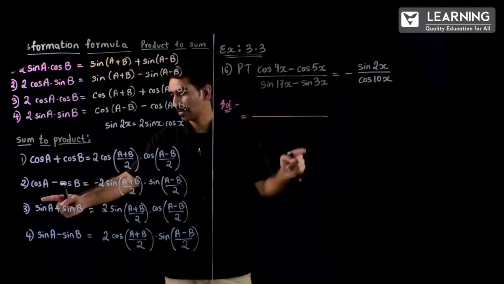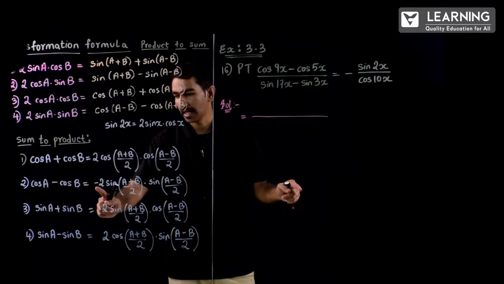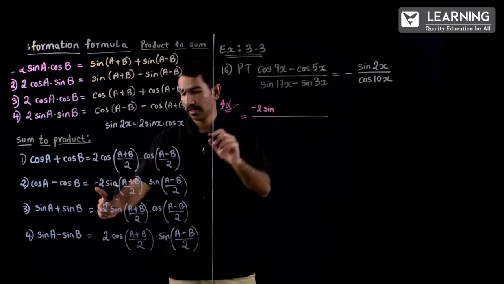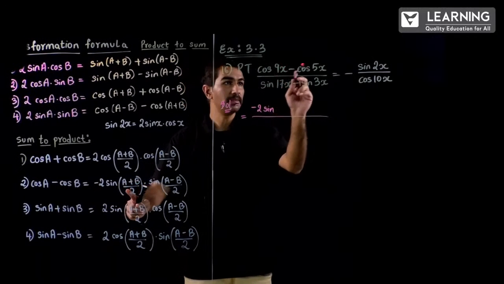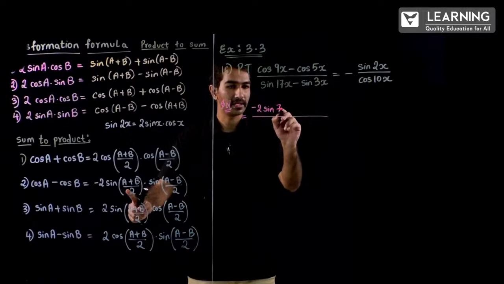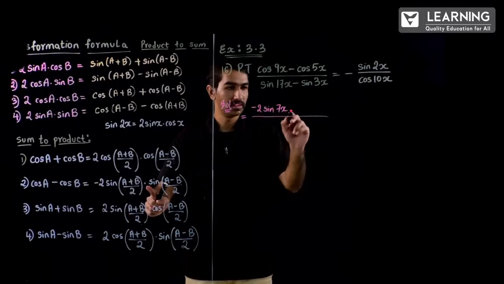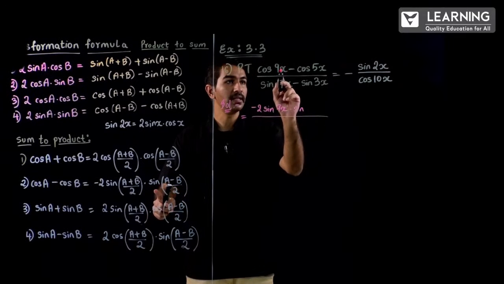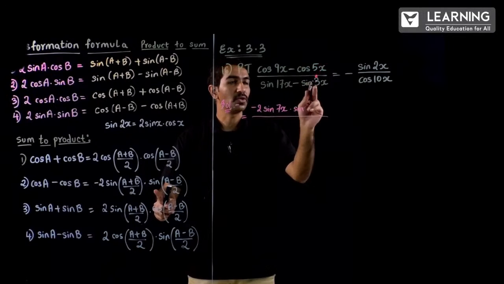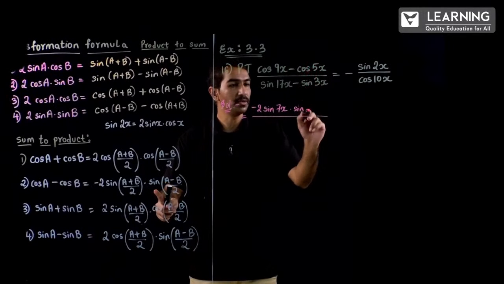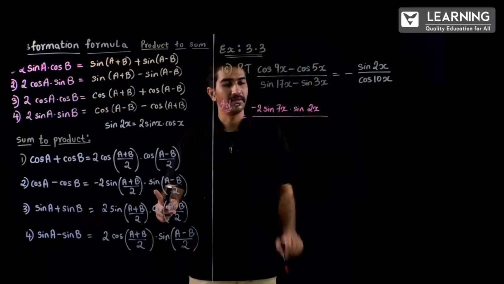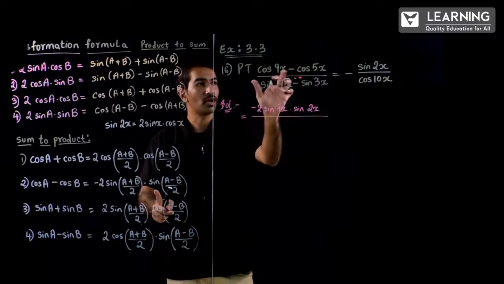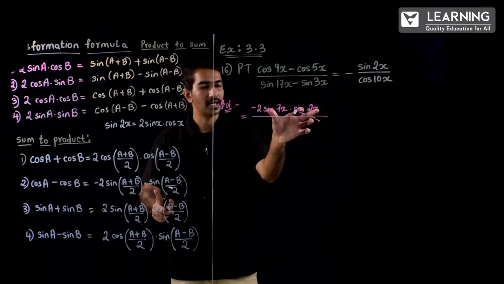So cos A minus cos B is minus 2 sin A plus B by 2. 9 plus 5 by 2 is 7x. Correct? Into sin A minus B by 2. 9 minus 5 is how much, students? 4. 4x, 4x by 2, 2x. We got it. So the above one is solved, very similar to cos A minus cos B. We got the answer here.